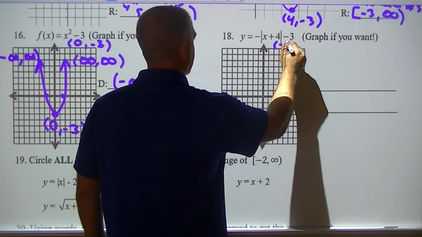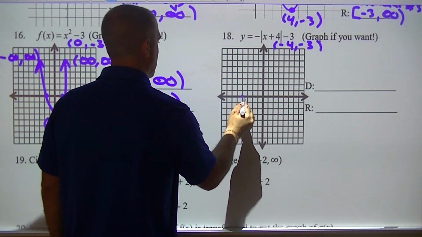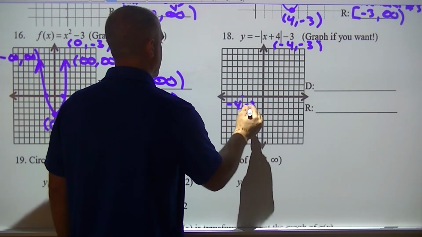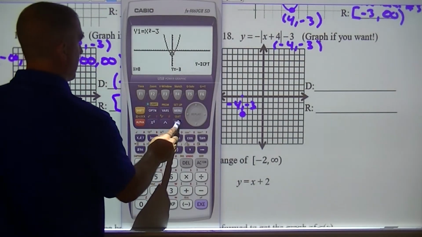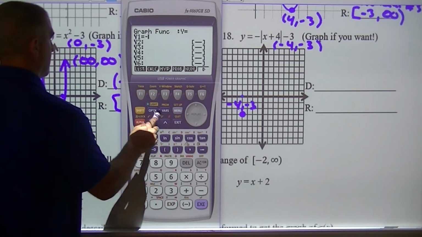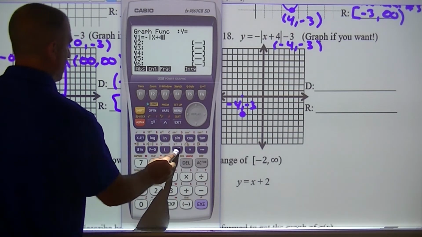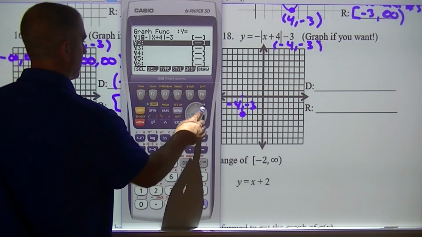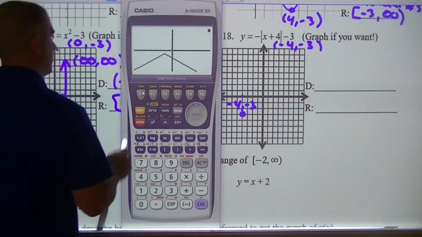Anchor point here would be -4, -3. All right? 1, 2, 3, 4. 1, 2, 3. Okay? I'm going to label that because I'm doing domain and range. So now I'm going to go ahead and graph that. All right, x plus 4, oops, -3. Okay. All right, now I do G-solve root, don't have any.